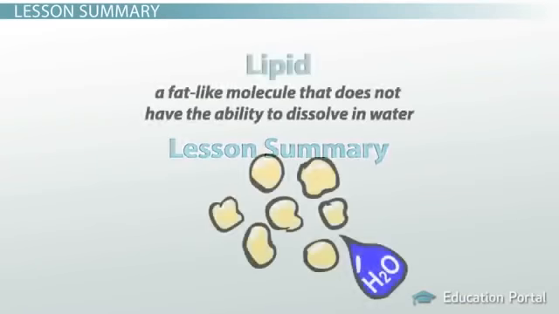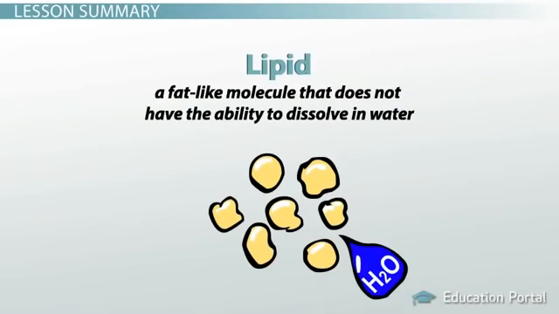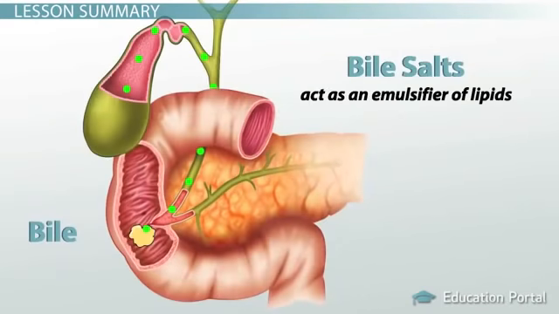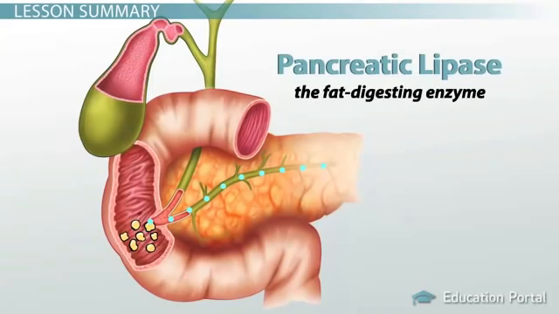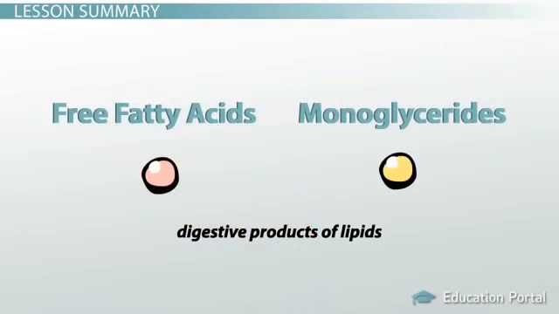Let's review. A lipid is defined as a fat-like molecule that does not have the ability to dissolve in water. Lipids, or fat, go undigested in your digestive tract until they reach your small intestine, where they meet bile. Bile contains bile salts, which act as an emulsifier of lipids. This breaks the large fat droplets into smaller droplets that are then easier for the fat-digesting enzyme pancreatic lipase to digest. When pancreatic lipase acts on the small lipid droplets, it breaks them down into free fatty acids and monoglycerides, which are the two digestive products of lipids.